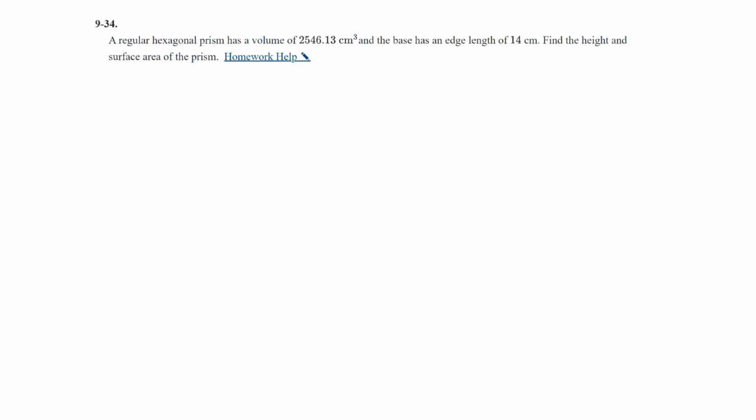The base has an edge length of 14, so we can set up one of 6 triangles of the hexagon on the base there, and since it's 14, when we split this in half, this would be 7. And this would be 7. Since it's hexagonal, if you take 360 divided by 6 and get 60, we know the triangle itself is an equilateral triangle, so this side length is 14. And then the height would be 7 square roots of 3 using our special right triangles.